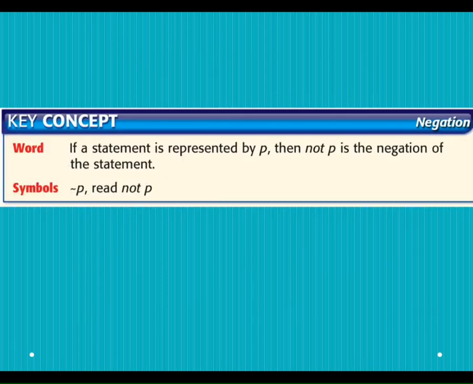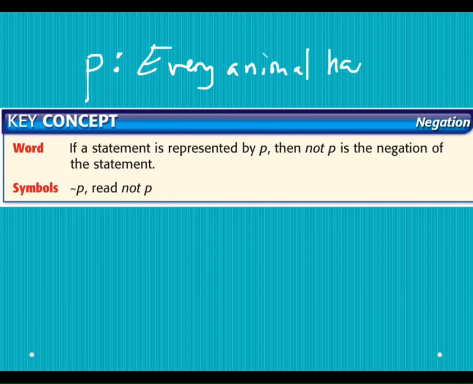So then we have something called a negation. Okay, we represent statements by P. So for example, let's say I said the statement P is every animal has 4 legs. No, you don't have to write down these examples. Okay, because we got some more coming up. So this is statement P. Every animal has 4 legs.